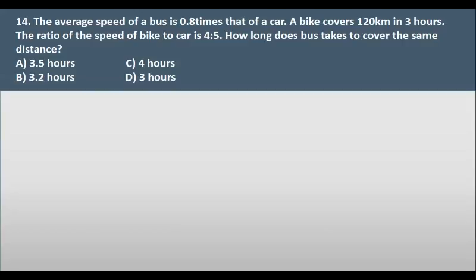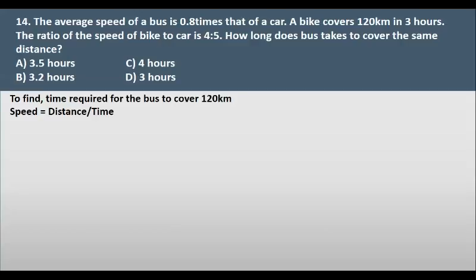So in this problem, we need to find the time at which the bus covers 120 kilometers. For that we know that time is equal to distance by speed. We have the distance, we need to find the speed of the bus. We are given that the speed of the bus is 0.8 times that of a car. But again, we do not have the speed of the car. But there is additional info given that the speed of the bike to that of the car is 4:5. So from that, we will be able to find the speed of the car.